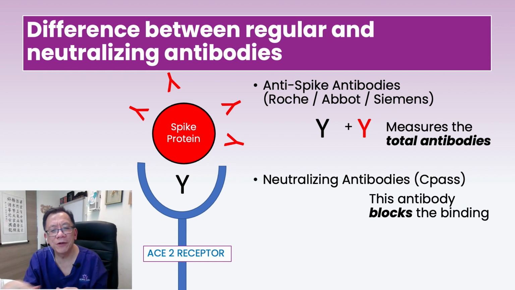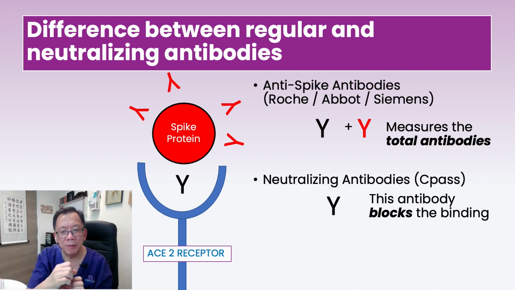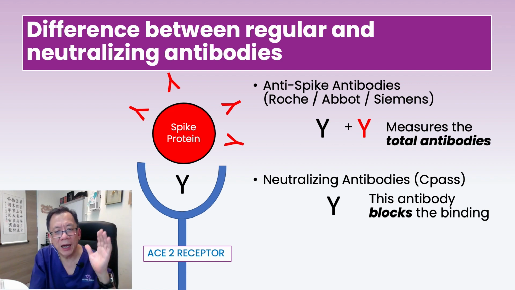But you realize for the neutralizing antibody test, like the cPASS for example, the black antibody blocks the binding. When it blocks the binding, it actually neutralizes the virus. Hence, we call this the neutralizing antibody test. So again, two differences: anti-S, which is offered by Roche, Abbott, and Siemens, as well as the neutralizing one, which actually does the blocking. And because of this, the reporting structure is different.